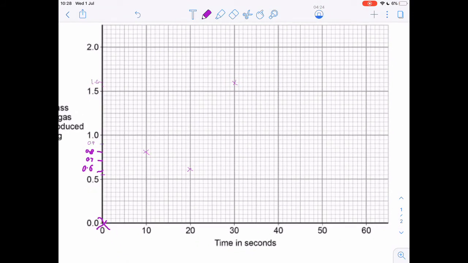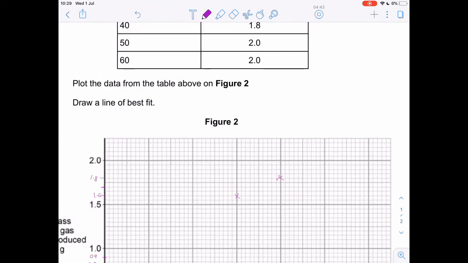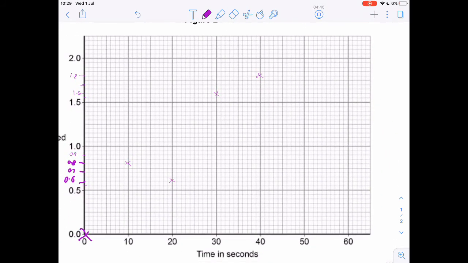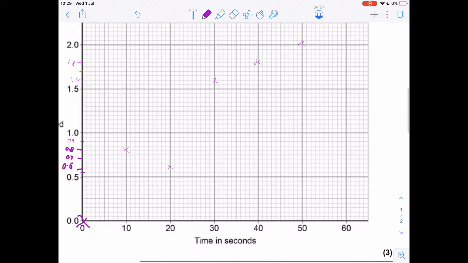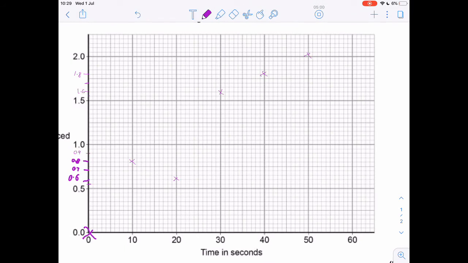So you're going to go up from 40, and that would be 1.7 because it's 2 squares above 1.6, and that would be 1.8. So I'm going to go along till I'm above 40 and in line with that 1.8 grams and put a cross. And then 50 is 2, so that's nice and easy because that one's there. So you go up from 50 until you're in line with both 50 and the 2. And that final one, 60, and a 2 there.